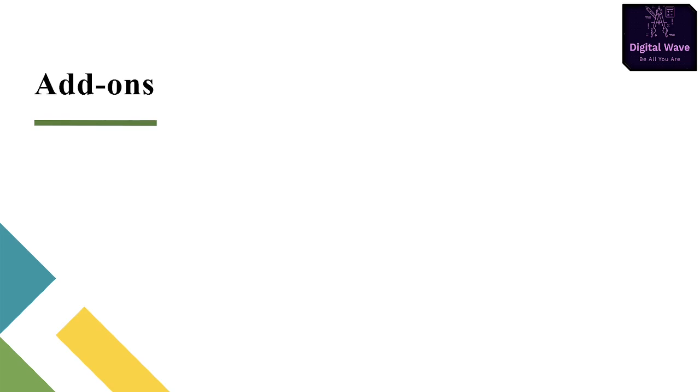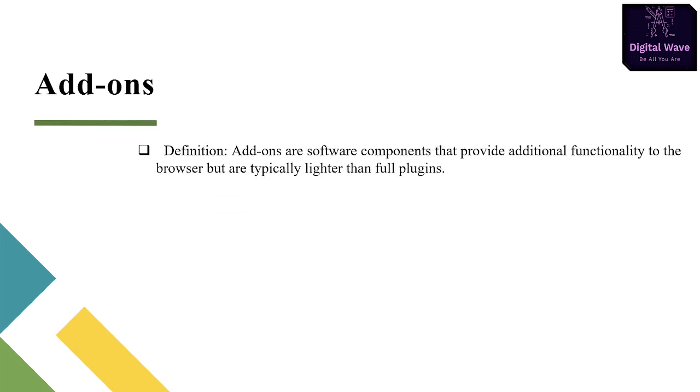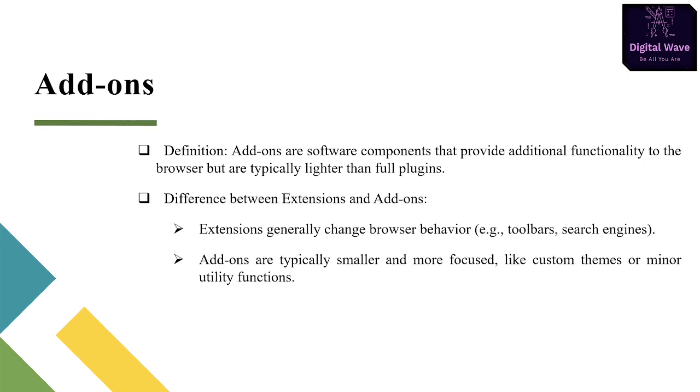Next topic is add-ons. Add-ons are software components that provide additional functionality to the browser but are typically lighter than full plugins. This is a basic question that you can face in interviews: what is the difference between extensions and add-ons? Extensions generally change browser behavior, like toolbars and search engines, and add-ons are typically smaller and more focused, like custom themes or minor utility functions.